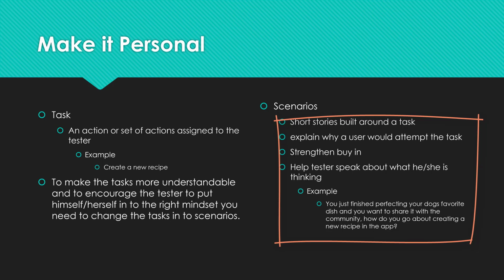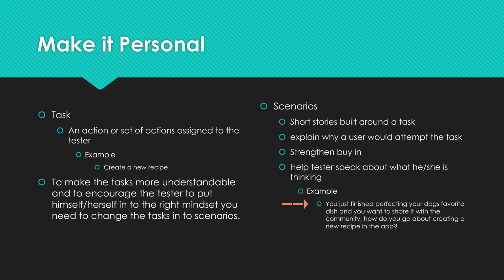So for example, if we were to take the task of create a new recipe, you could use this scenario. You just finished perfecting your dog's favorite dish, and you want to share it with the community. How do you go about creating a new recipe in the app? Okay, so that would be a scenario.